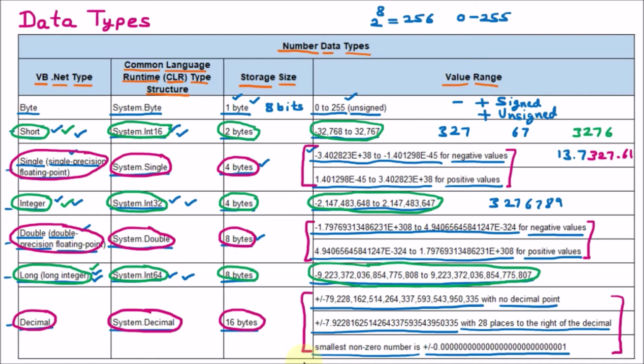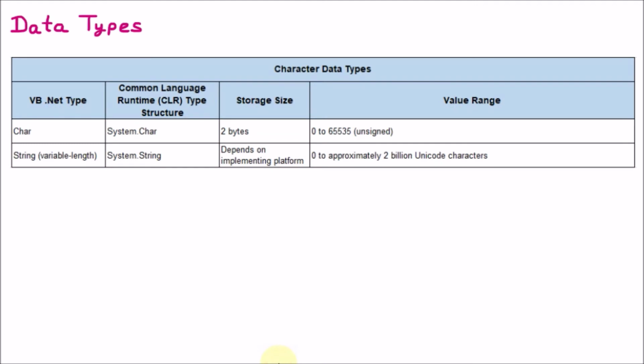Now we are discussing the next category of data type, which is the character data type. In a similar way, we have the first column, which is the VB.NET type. Then the next column is the CLR type structure, meaning how they are stored. CLR is the Common Language Runtime. The third one is the storage size, and the fourth one is the value range.